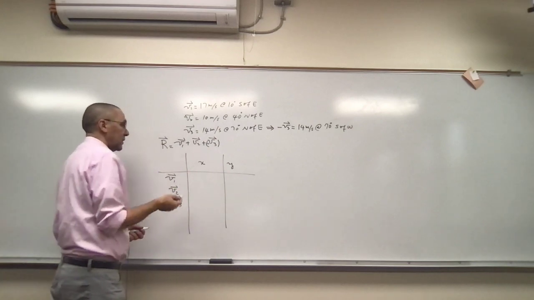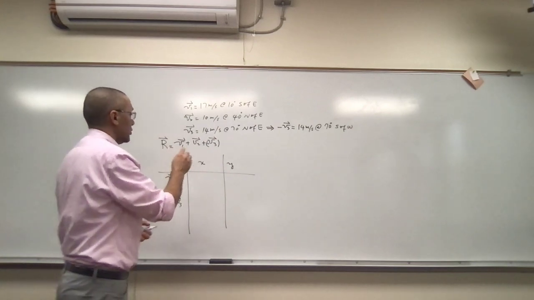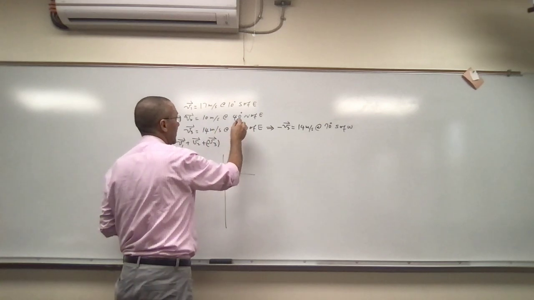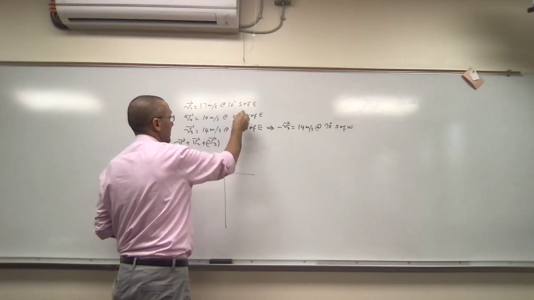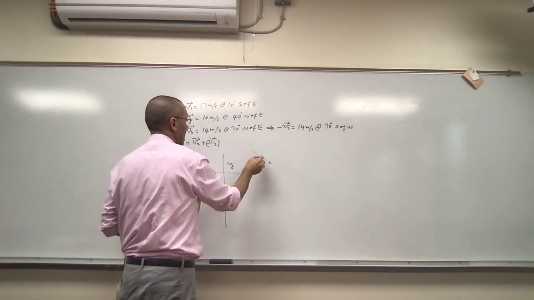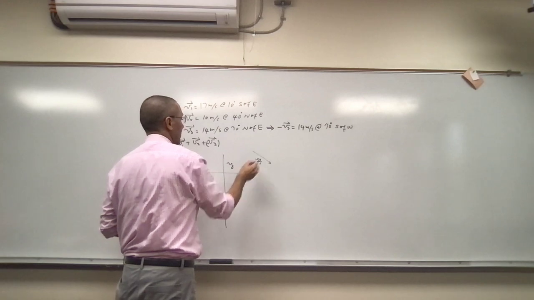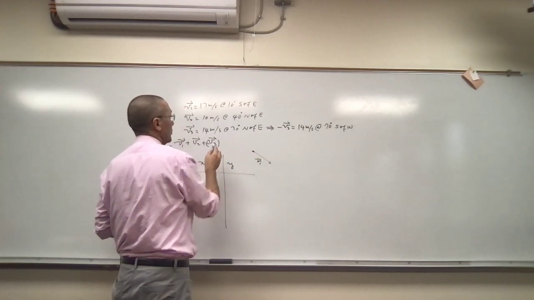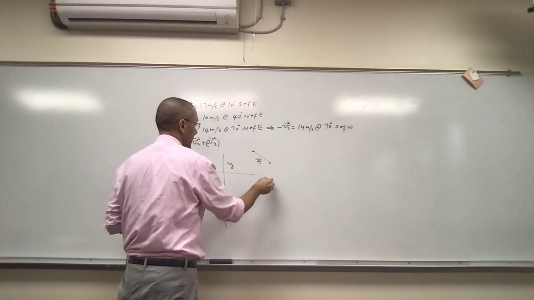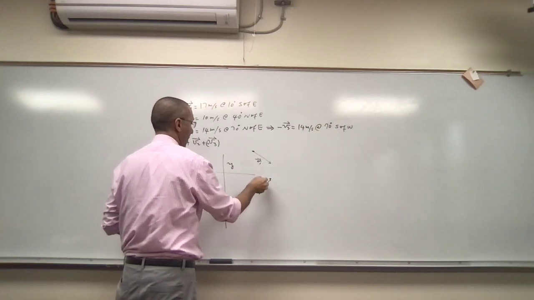And I break down these vectors. But before I do that, I do a quick sketch. v1 is 10 degrees south of east. So v1 is going to be kind of like that. v2 is north of east. v2 is going to be like that.